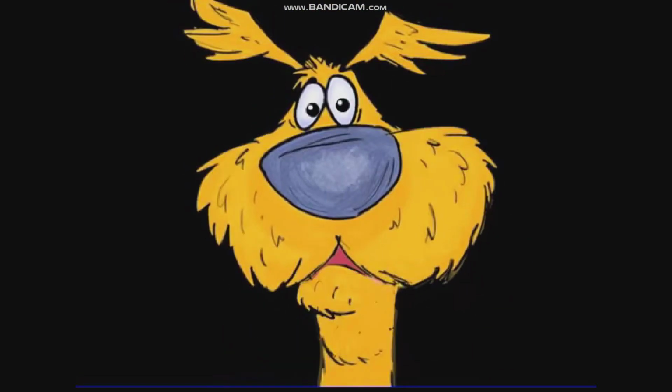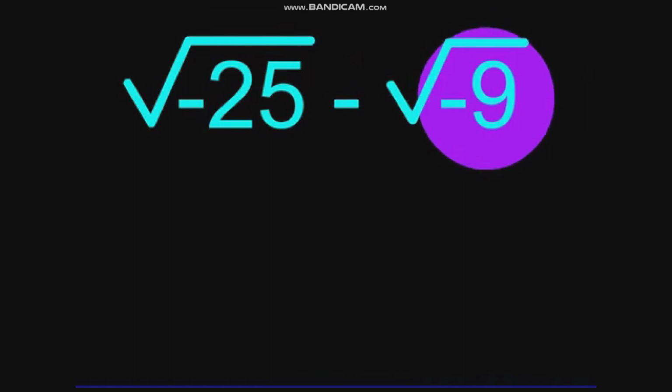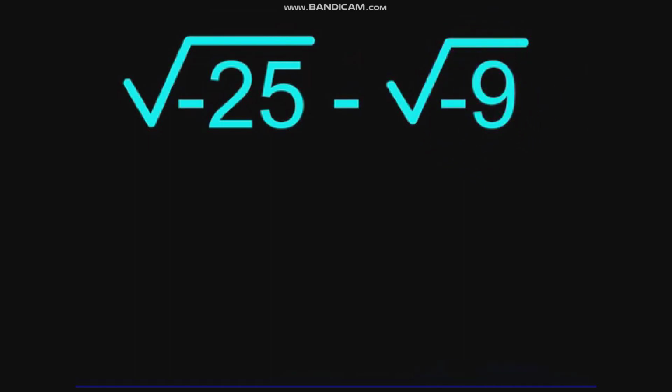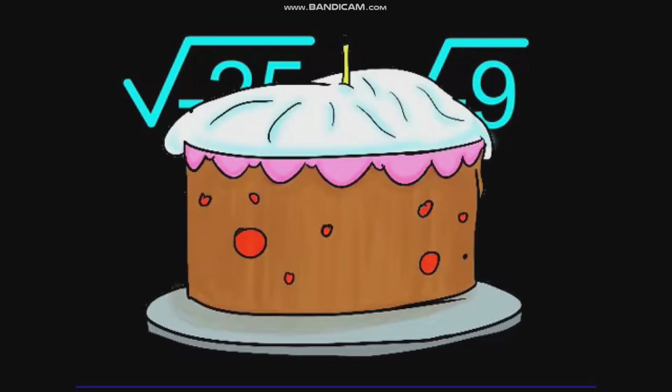Now we have the tools and knowledge to solve another problem. Suppose we wanted to solve the square root of -25 minus the square root of -9. From our previous example, we learned that the square root of -25 was 5i, and the square root of -9 was 3i. So we are left with 5i minus 3i. And this gives us our answer, 2i.